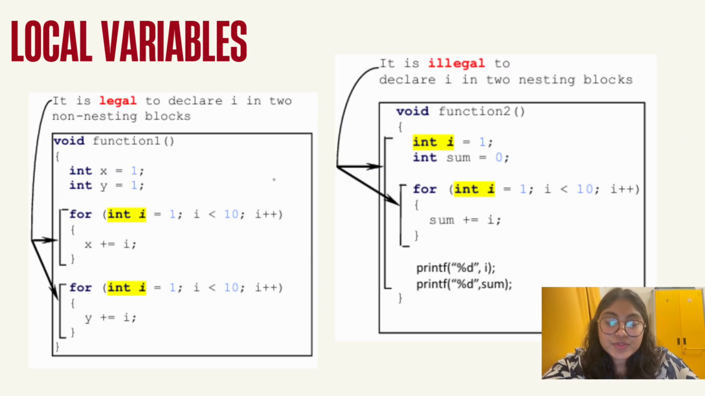There are two types of local variable cases. The first one is legal and the second one is illegal. The first: it is legal to declare i in two non-nesting blocks. The second: it is illegal to declare i in two nesting blocks. Here are legal and illegal examples.